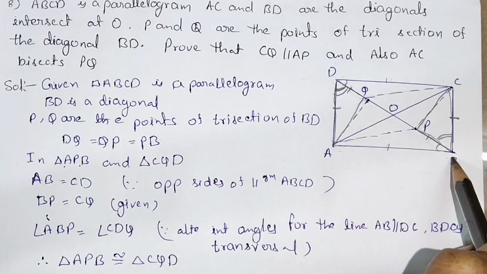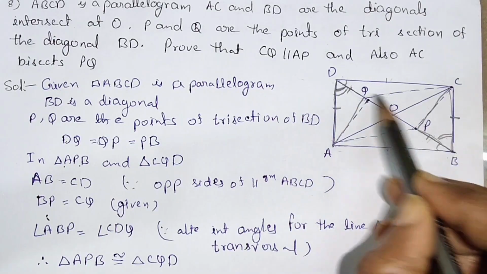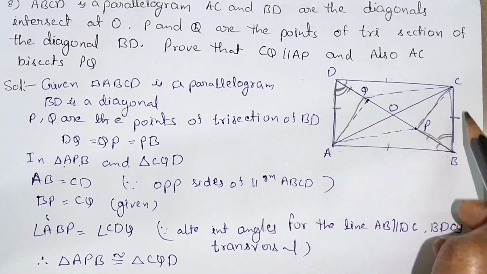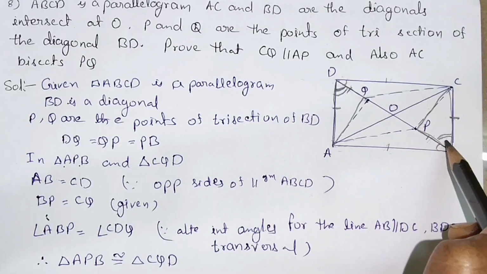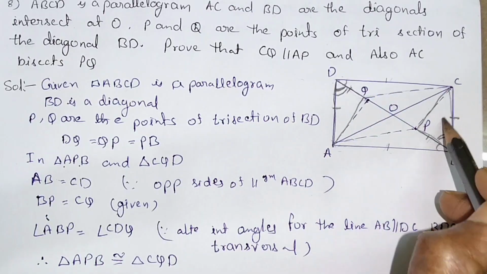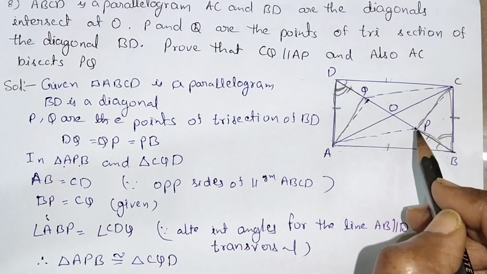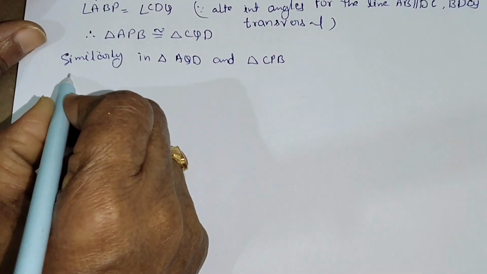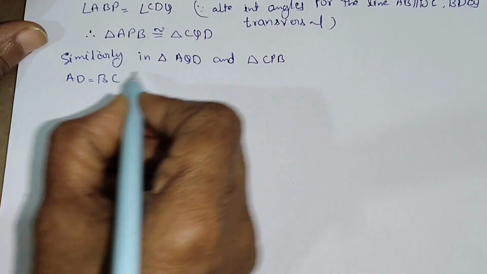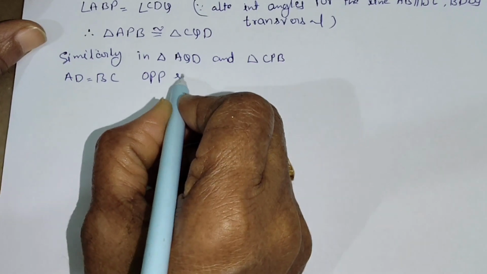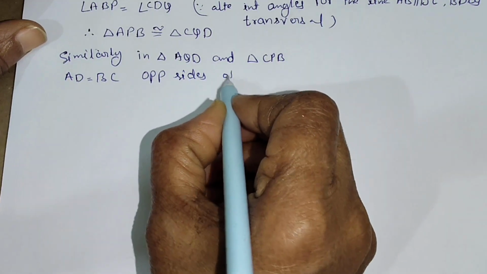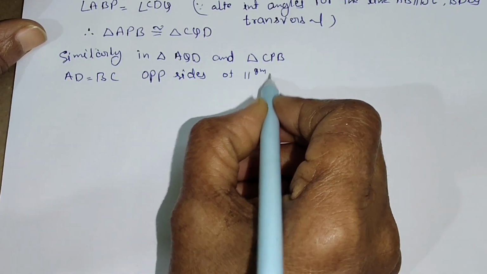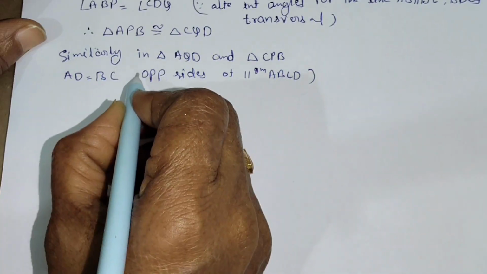BD is a transversal, so alternate interior angles, these two angles are equal. Here two sides and one angle are equal, so these two triangles are congruent. We write that. Here AD equal to BC, opposite sides of a parallelogram ABCD. So these two are equal.